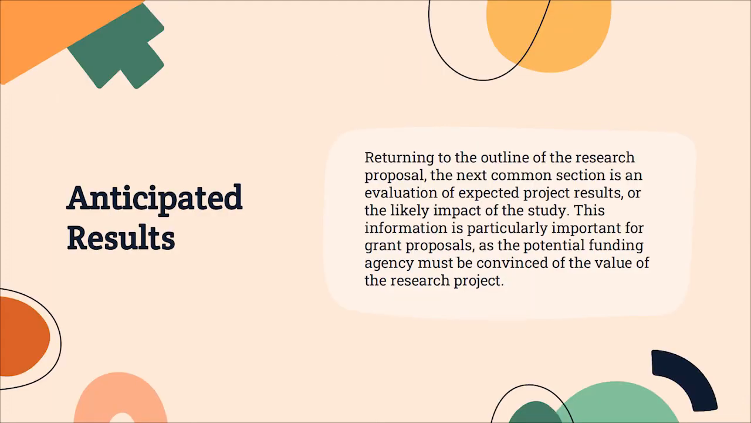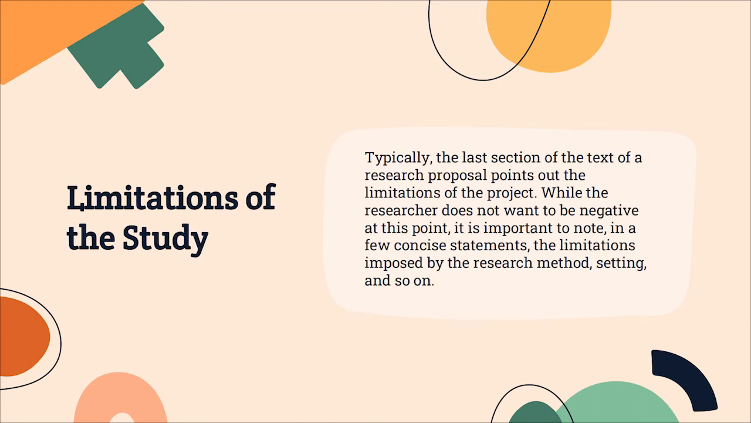Anticipated results. Returning to the outline of the research proposal, the next common section is an evaluation of expected project results, or the likely impact of the study. This information is particularly important for grant proposals, as the potential funding agency must be convinced of the value of the research project.